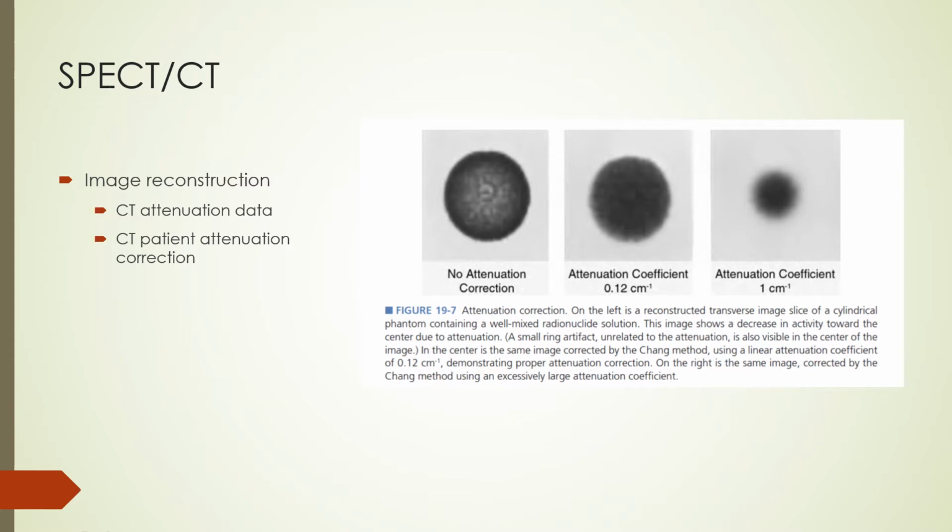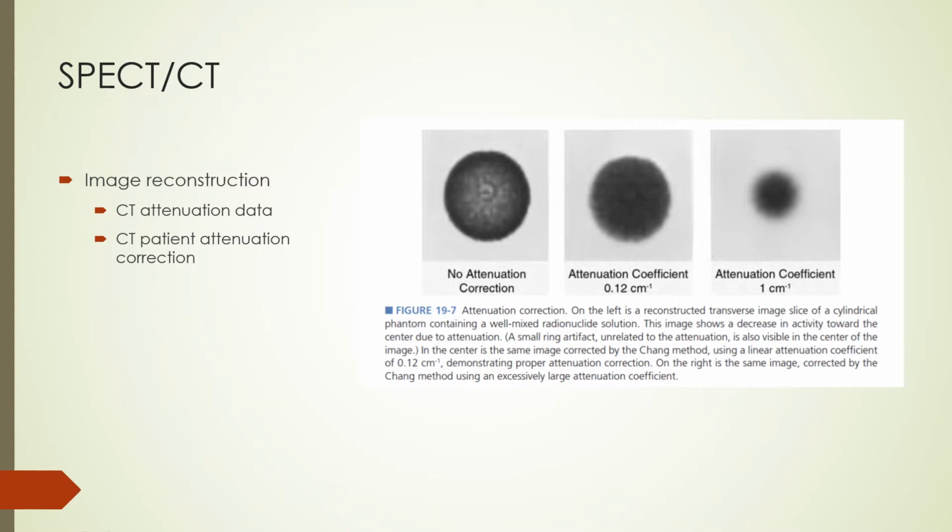The Chang method assumes a uniform attenuation in the patient and uses attenuation coefficients of various strengths as shown on this image. Another method is to acquire transmission data around the patient using a sealed source radionuclide like gadolinium-153. The transmission data is used to create an attenuation map for the patient that is used for attenuation correction of the iterative reconstructed SPECT projection images.